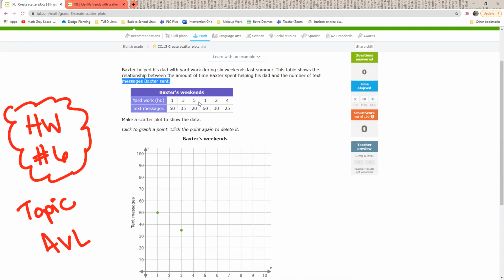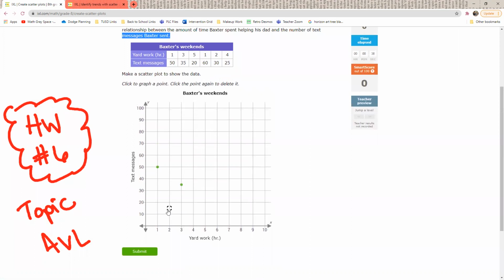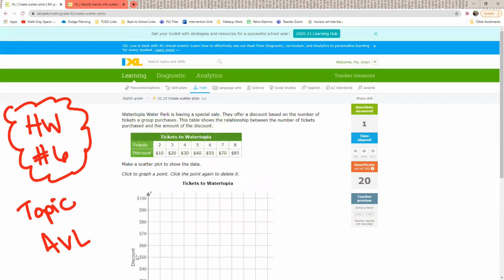So you'd assume that the more yard work they do, the less text messages they'd send, right? Because they wouldn't have time. 520, 160, 230, and 425. So you can kind of tell as time goes by, like as they are adding more and more yard work to the amount, it seems like they're sending less and less text messages, right? Perfect. So you're just graphing on that one.